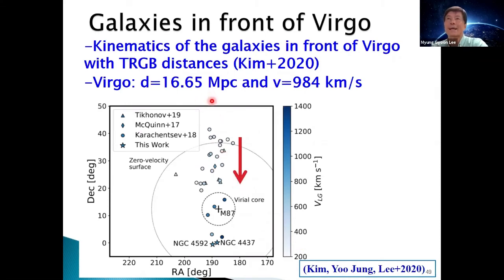So for this, we are using galaxies toward Virgo, which are located between the Local Group and Virgo. And the distribution of the galaxies is given here. This is the center of the Virgo cluster, where M87 is located. And this is about the virial radius. And this bunch of galaxies here. The color of the circles shows the relative velocity. The dark blues correspond to Virgo velocity, and these galaxies have much smaller velocities. So this shows they are infalling toward the Virgo center. So they are infalling galaxies.